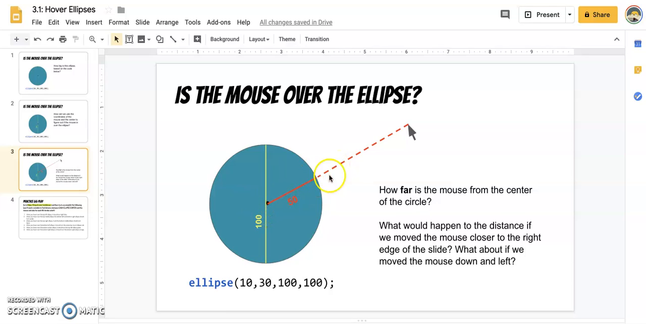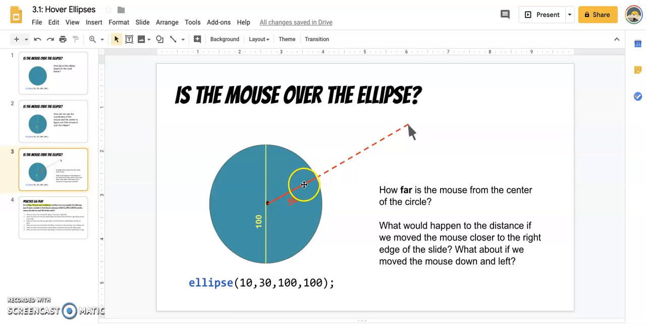Well, from the center to the circumference is 50, so maybe if it's over here, it's like 70, maybe 75, 80. And you'll notice, how far is my mouse when it gets here? Well, that would be 50, right? Because from the center to anywhere on the circumference is 50.